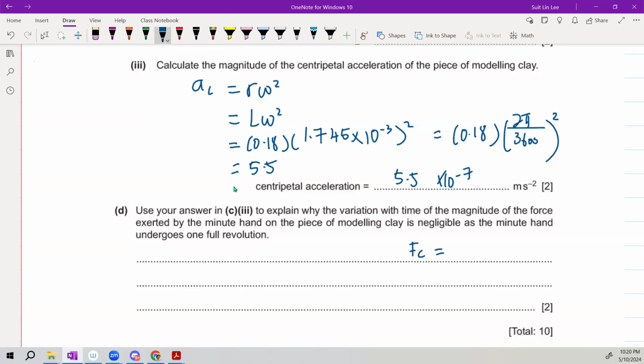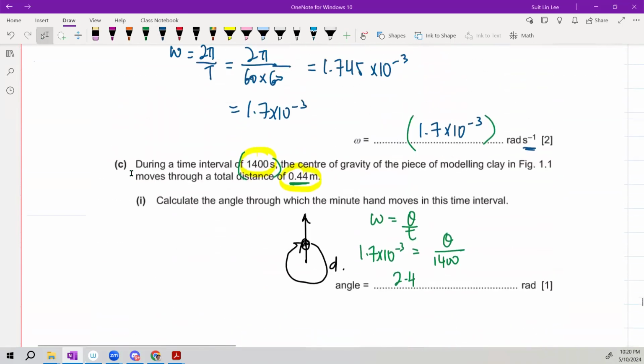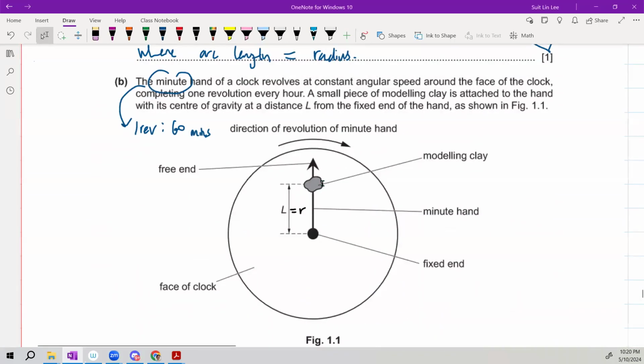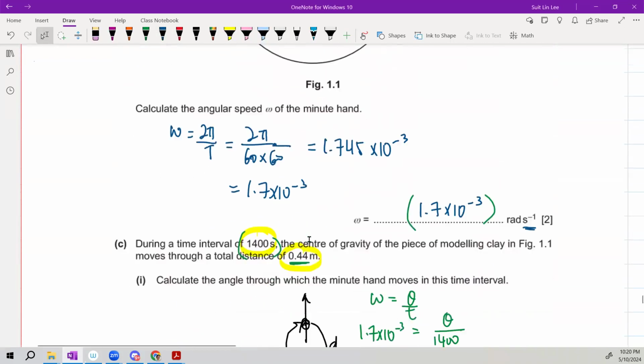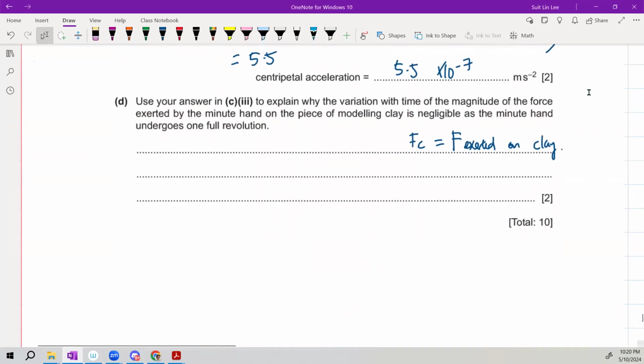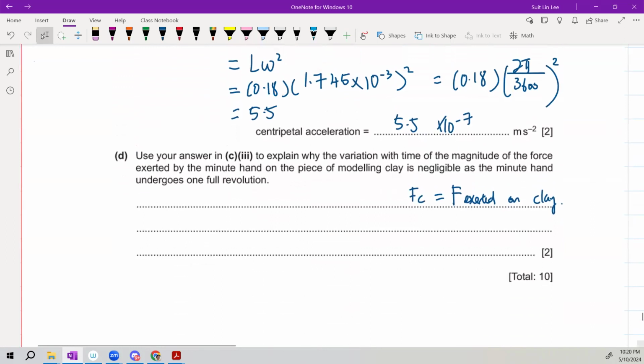Centripetal force will be equal to the normal force exerted on the clay. So the reason why the clay can stay here is probably there's some sticky electrostatic forces, okay, sticking it to the minute hand. And that normal contact force actually provides your centripetal force. It's like a form of friction. So the friction between the hand and the clay is the one that contributes to your centripetal force.